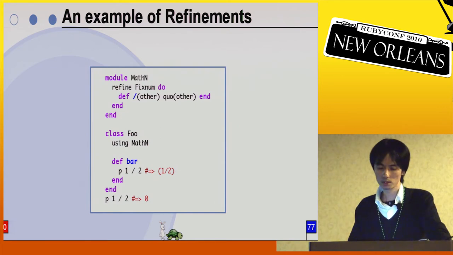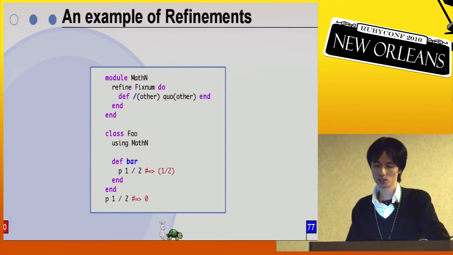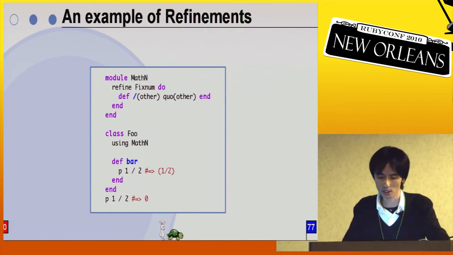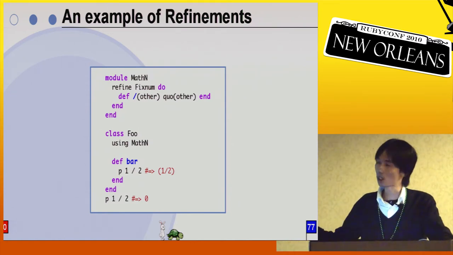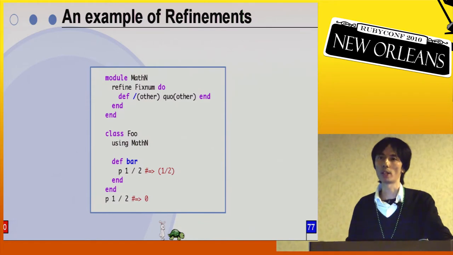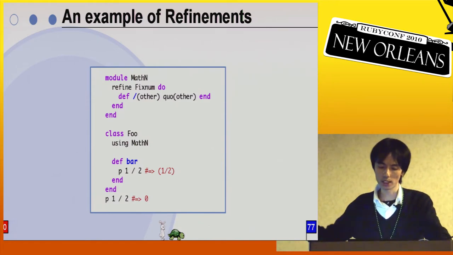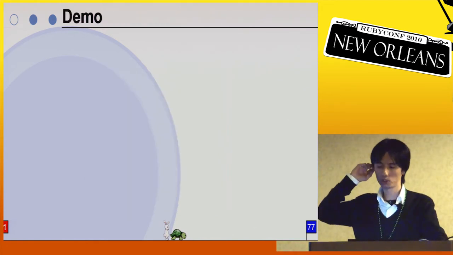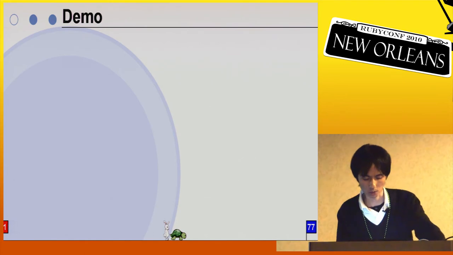You have to call using to use this refinement. In the class Foo, the slash method is overridden. But outside the class, the behavior of the method is the original one. I'd like to show you a short demonstration.